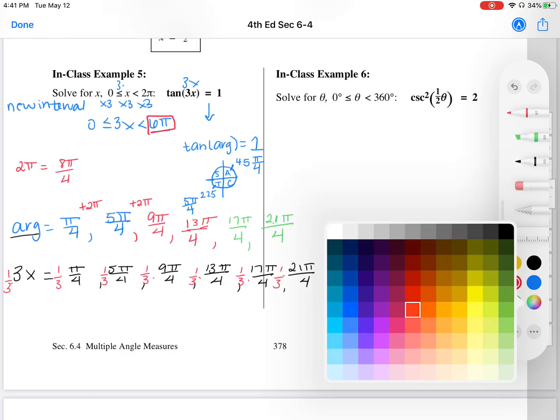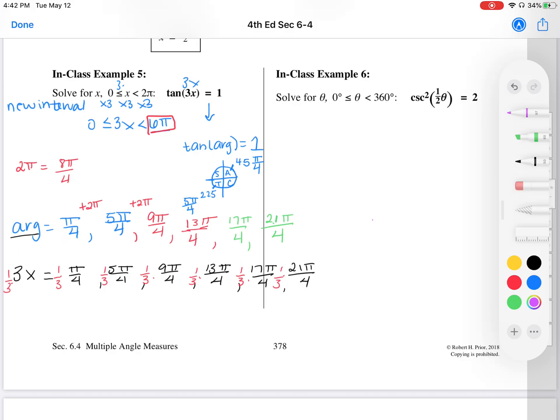All right, let's go ahead and see what our answer should be. So we have x, that cancels off. We have x is equal to, we multiply across. So we have pi over 12, 5 pi over 12. Here it simplifies to be 3 over 1. So we have 3 pi over 4, 13 pi over 12, 17 pi over 12. And here it simplifies as well. So I have 7 pi over 12. And those are our answers.